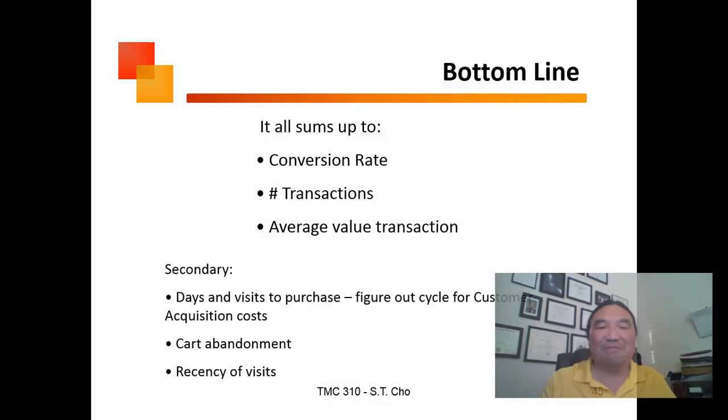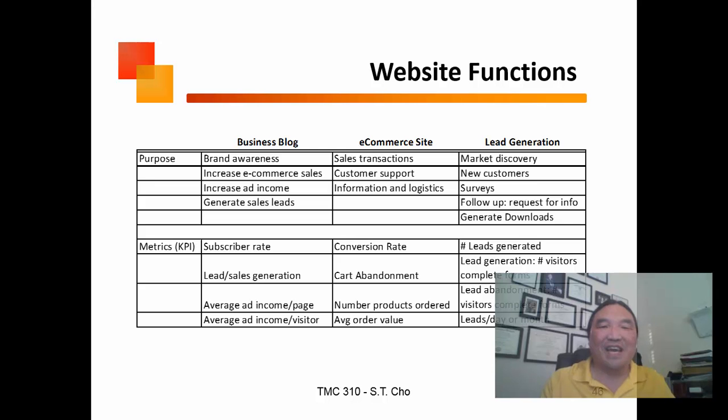So you're looking at the financial metrics, or things like the number of transactions you make and how much they are worth. In terms of your website and what functions you want to have, a lot depends on what a website is. There's a big difference between a business blog, lead generation, and an e-commerce site. And so these are some of the performance metrics, and that KPI means key performance indicators.